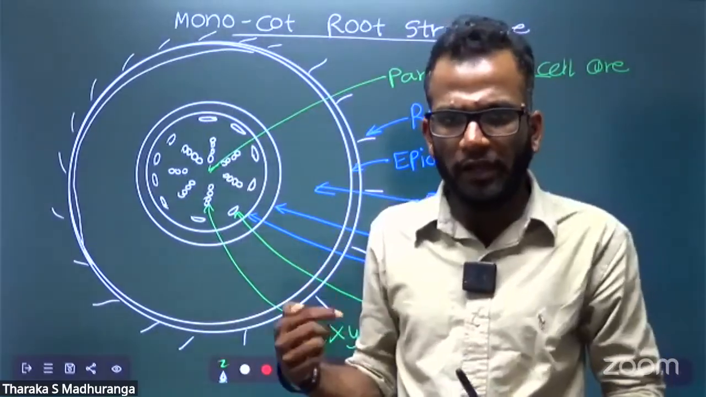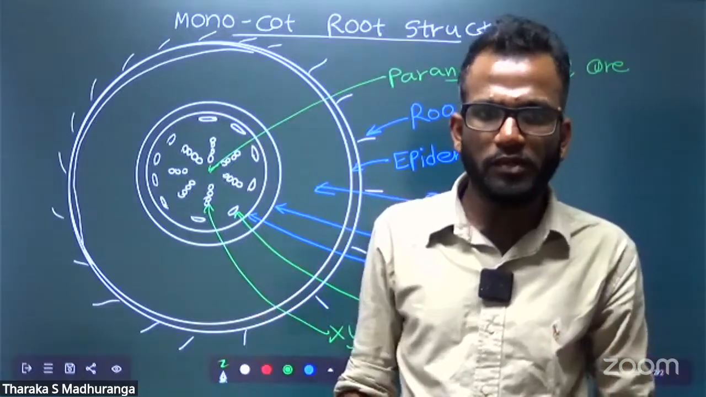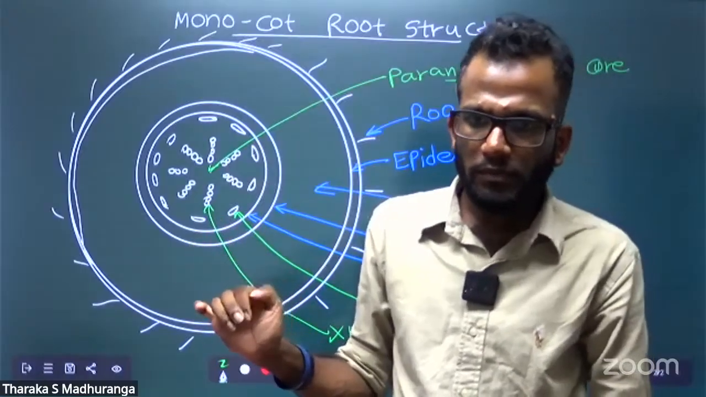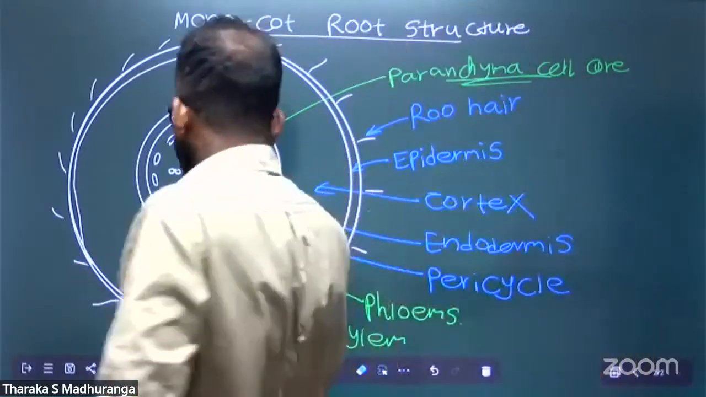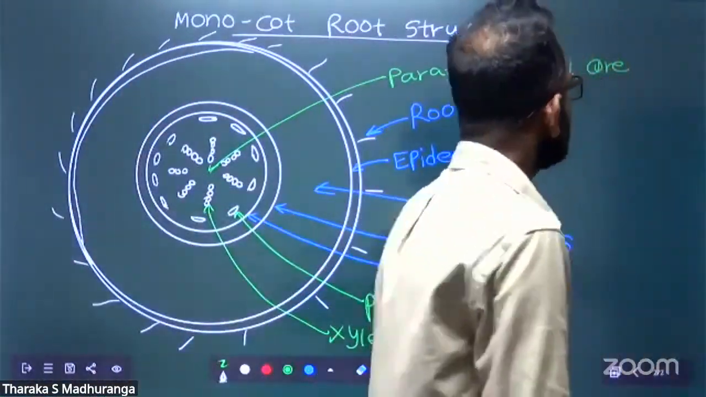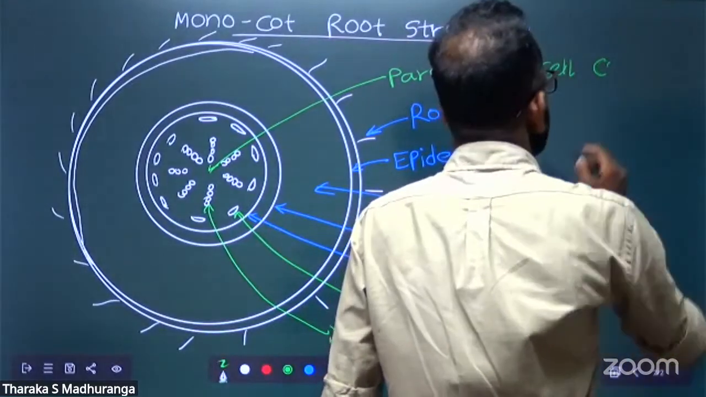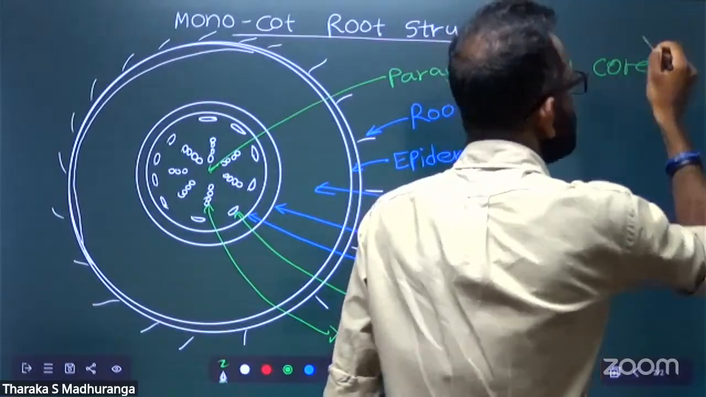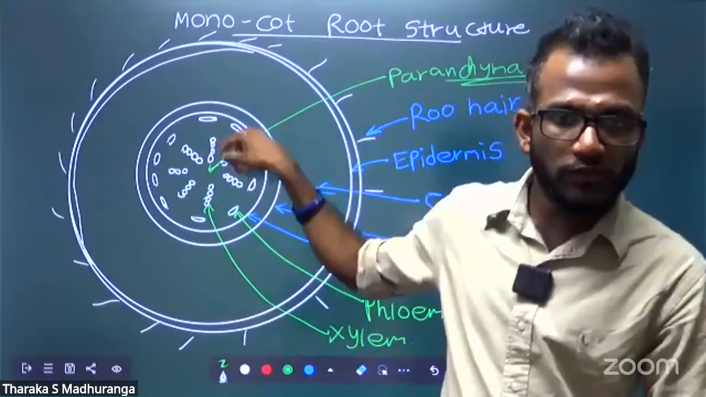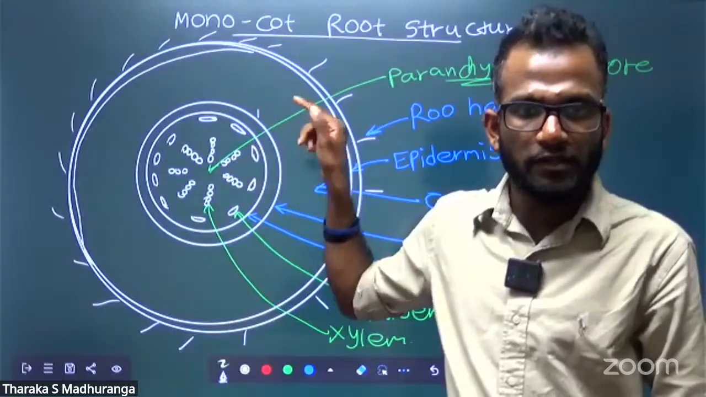Now I will explain the stem well. Primary root means the normal plant root structure. Then there is a parenchyma cell core, a collection of parenchyma cells. Parenchyma means immature tissue structure, in the center of this pericycle.